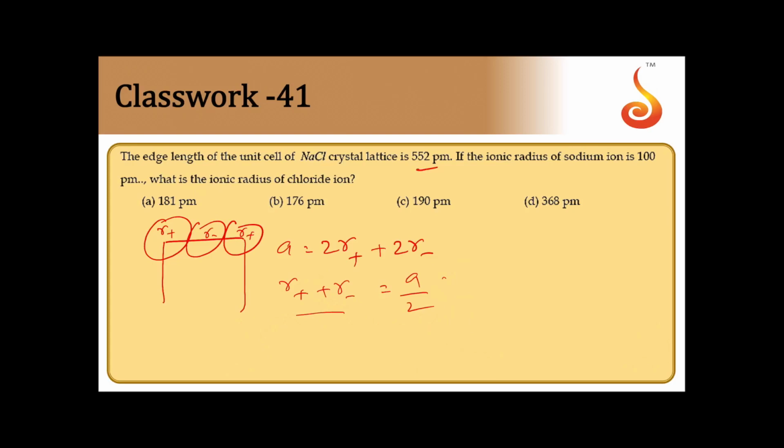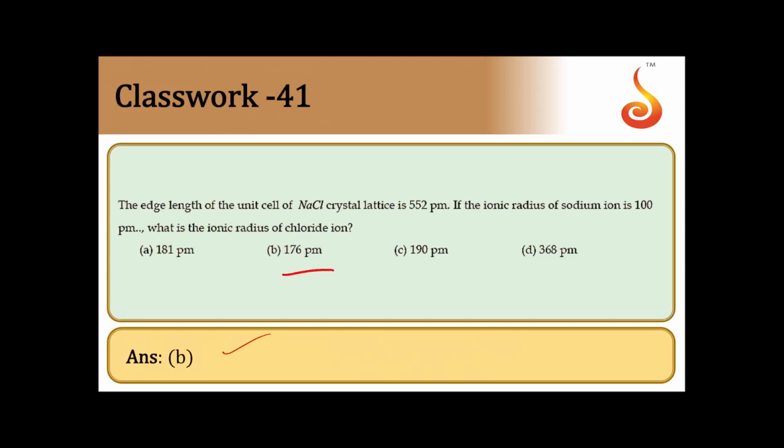Edge length is given as 552, which is equal to 552 by 2, which is 276. This value is 276 we have. They have given the radius of sodium ion, cation is given. What is the radius of anion? R minus is equal to 276 minus 100, which comes to 176. Answer is 176, option B. So in the case of NaCl, edge length will be equal to sum of the diameters of the ions, we can say. So answer is 176.